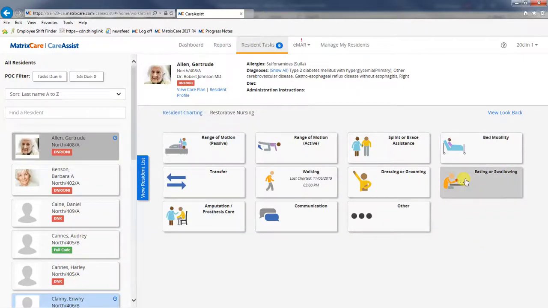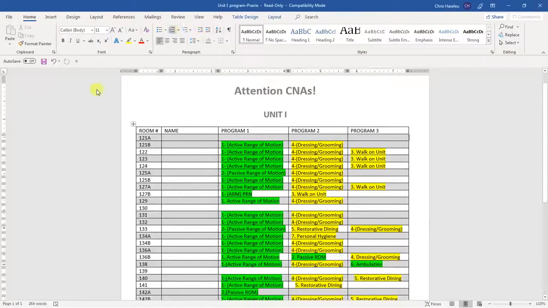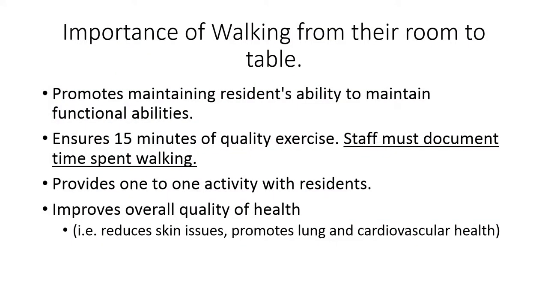You have eating, dressing or grooming, and other areas that may show. Please make sure that you are documenting on those needed residents every shift, and specifically including minutes and their abilities.